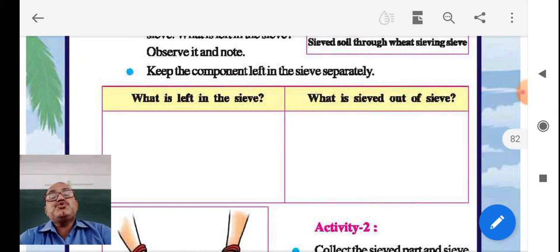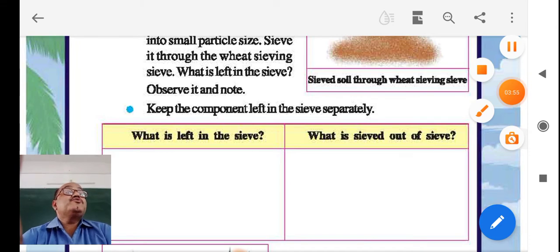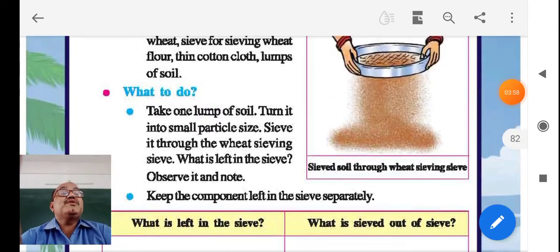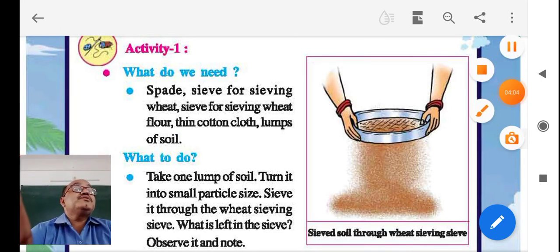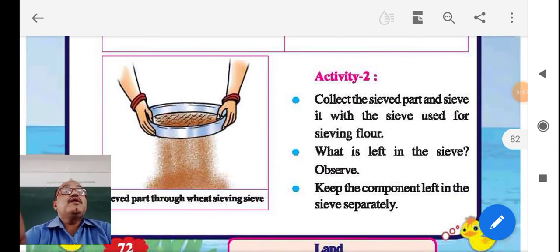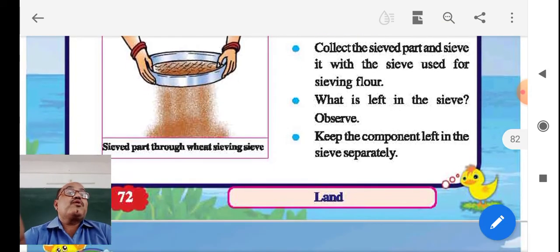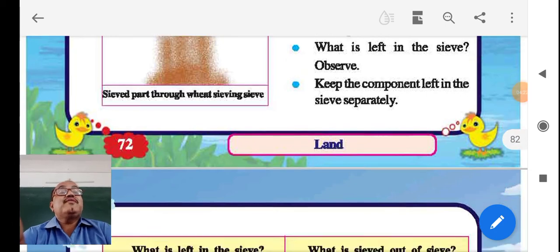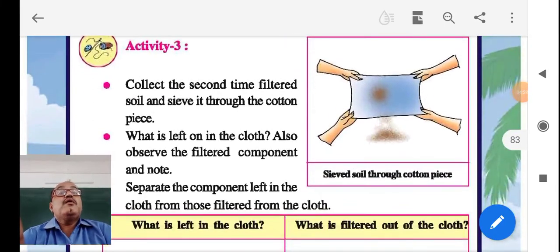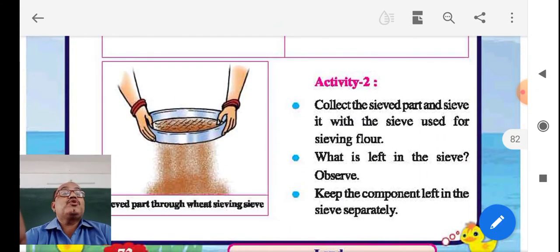What is left in the sieve and what is sieved out: the fine particles are lying down and the big particles are coming up. We can see this from the picture given in the textbook. So dear students, please observe this in the textbook. Once again, take the collected sieved part and sieve it in flour, and we can observe that only very fine and minute particles remain there, others come down. This way we can do activity 2 for the flour.